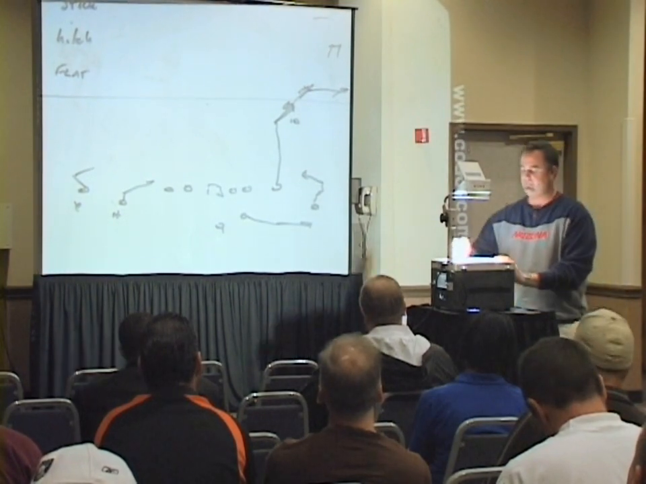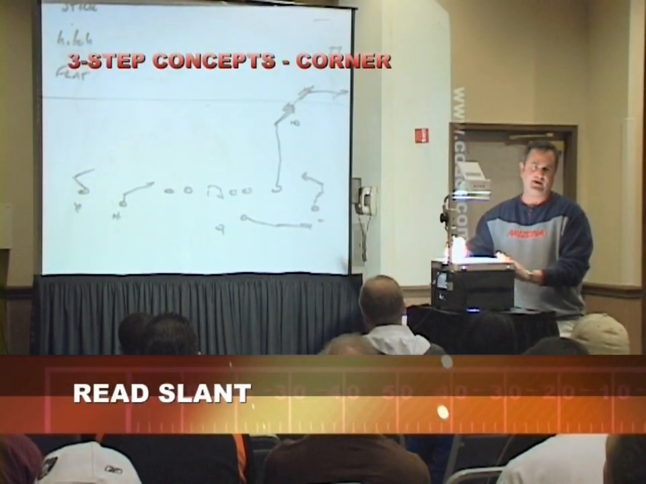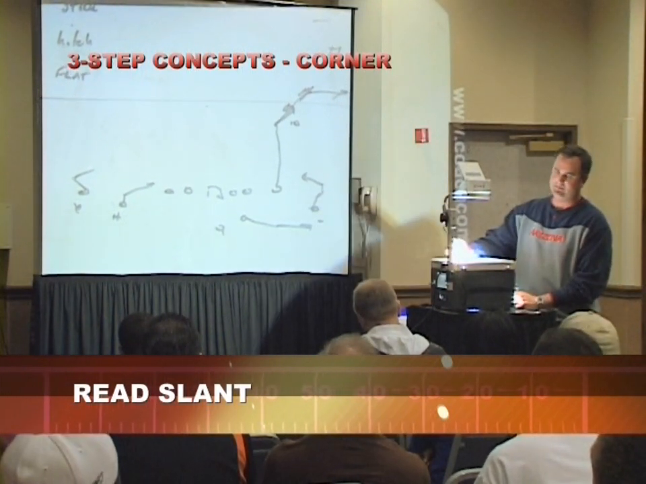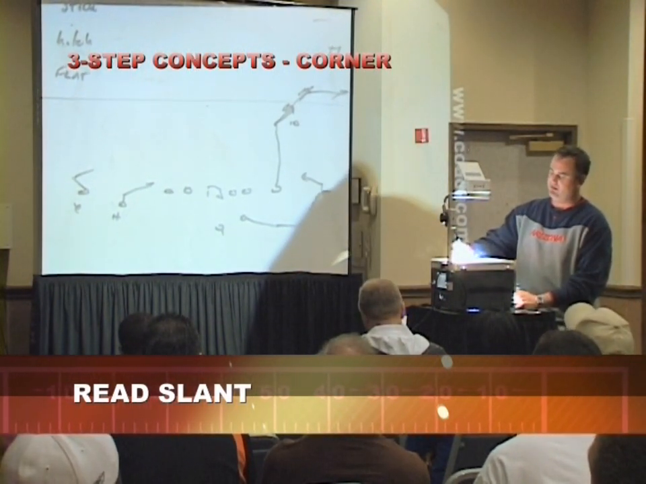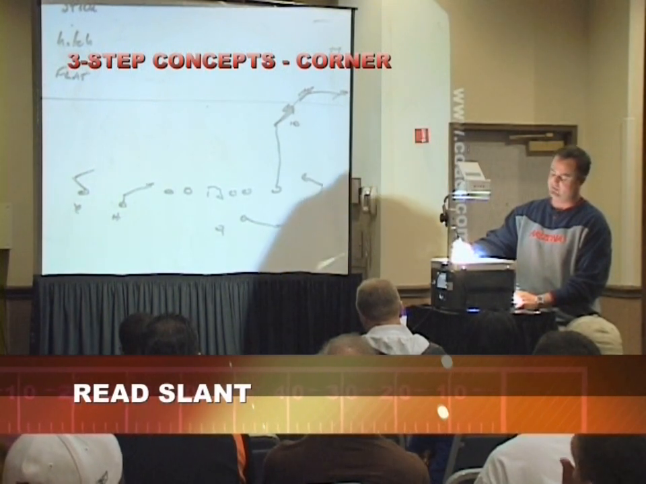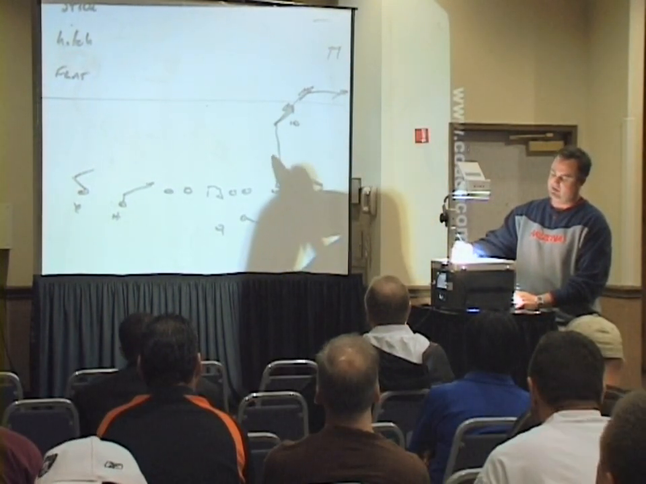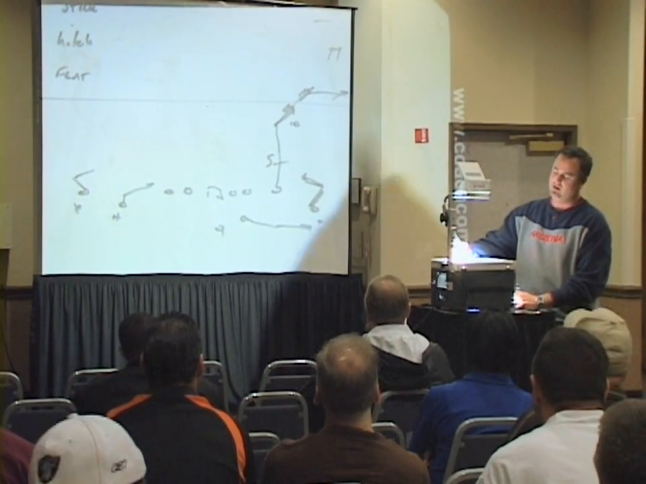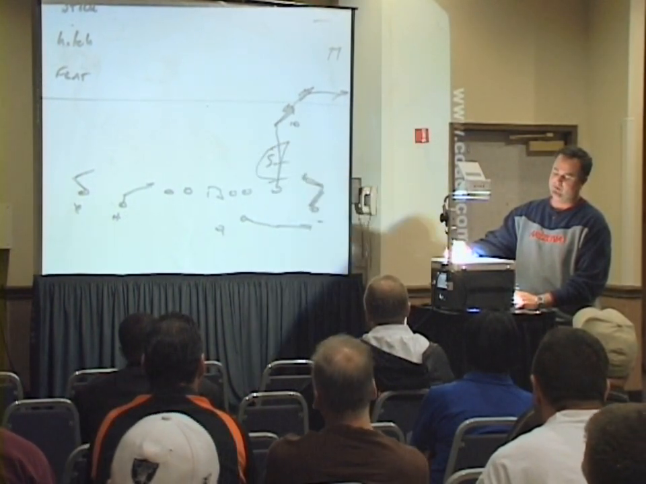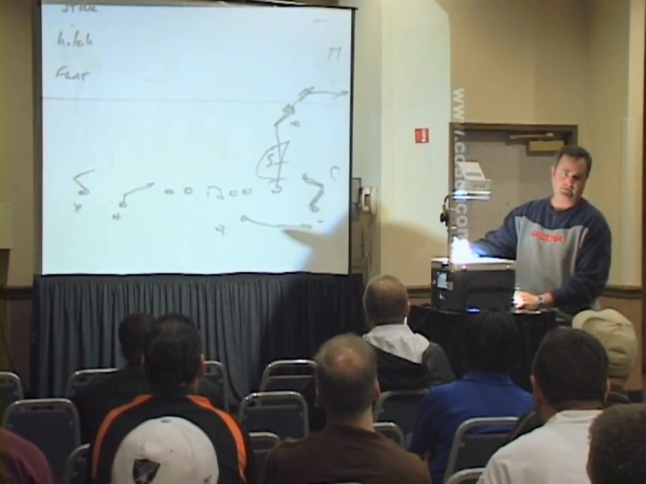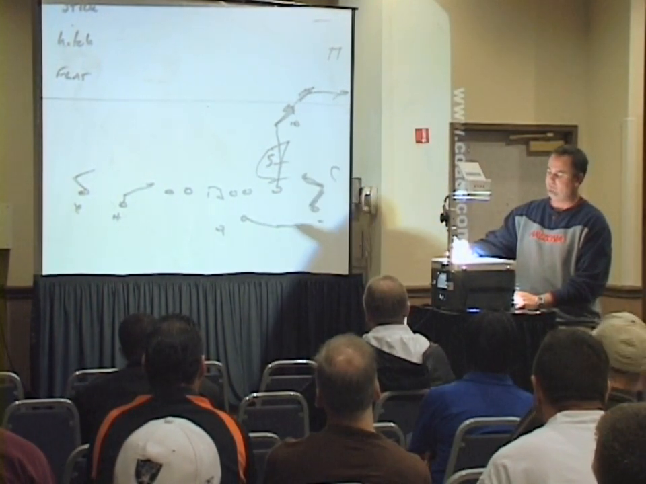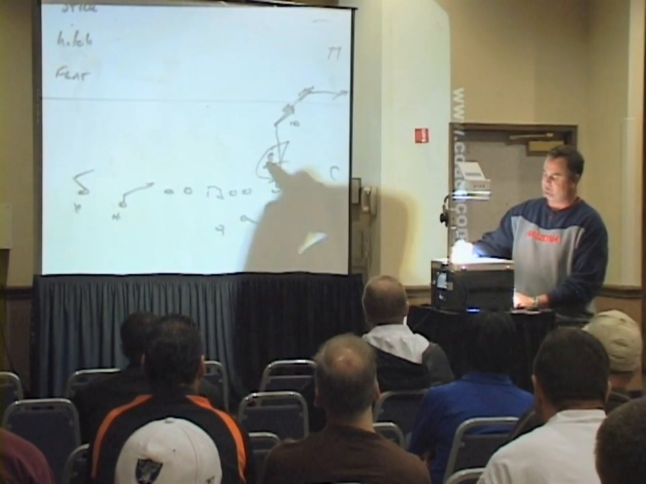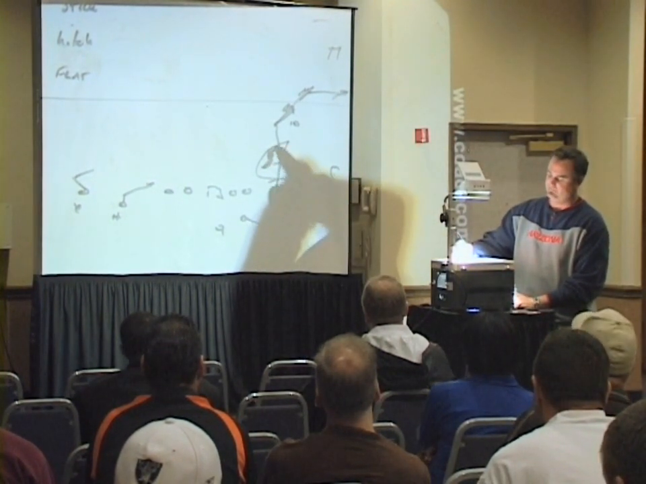We're going to run what we call a read slant out here. Depending on if we run it into the boundary, a lot of times it'll be a one-step slant. If we're to the field, it's going to be a slow three-step read slant. All he's going to do is read whoever he thinks is the flat player, or the hole player right here. If it's cover 2, he's going to read the hole player. If it's quarters or something, he's just going to read this guy and ignore the corner.